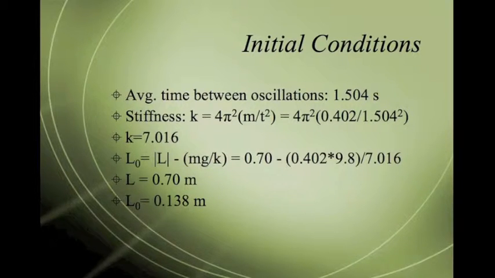By finding the period of oscillation, we can then find stiffness by rearranging the formula to equal 4 pi squared times m divided by T squared, and we get the stiffness to be 7.016. We can then put that into a formula to find L naught, which we find to be 0.138 meters, and the L was given to us as 0.70 meters.